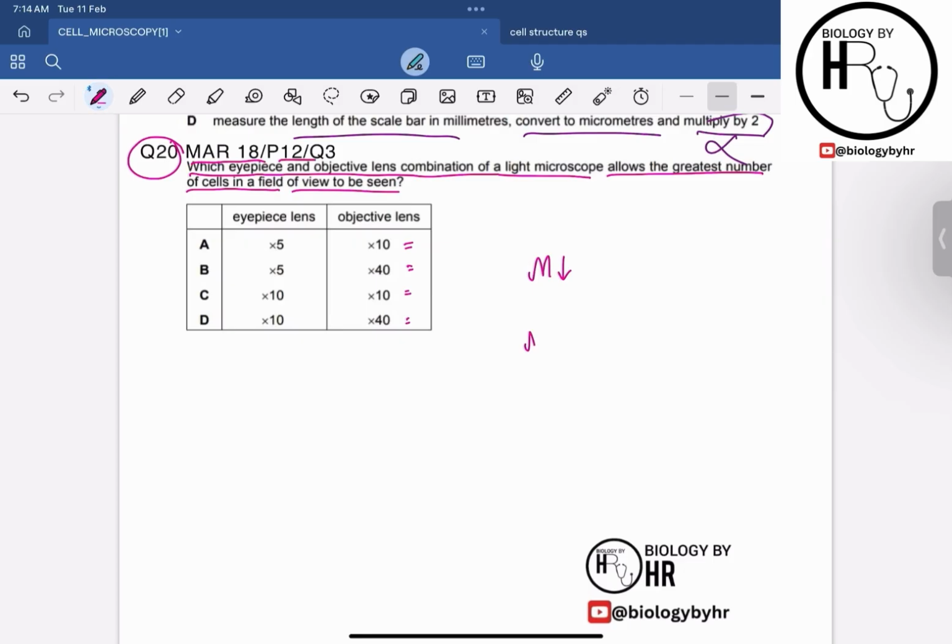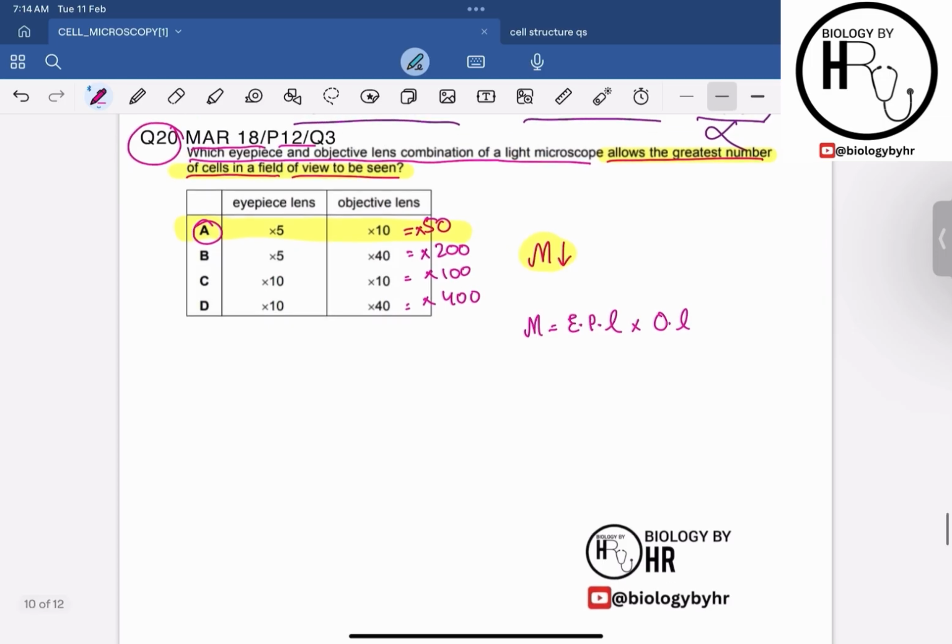So we know that the magnification is the product of the eyepiece lens value and the objective lens value. So its magnification will be times 50, and then over here it would be times 200, times 100 and times 400, right? In the question, as you can see, they are saying that it allows the greatest number of cells, right? So it will be with the lowest magnification. So hence the correct answer for this MCQ would be option A, which has the lowest magnification, which is times 50, right? I hope that you got it.